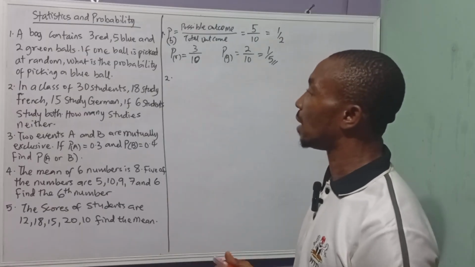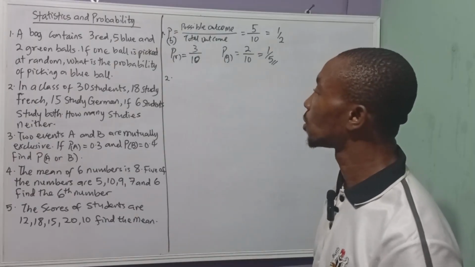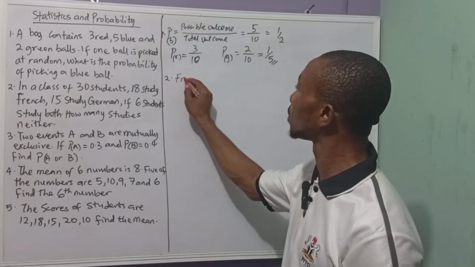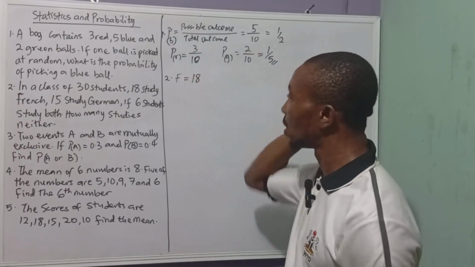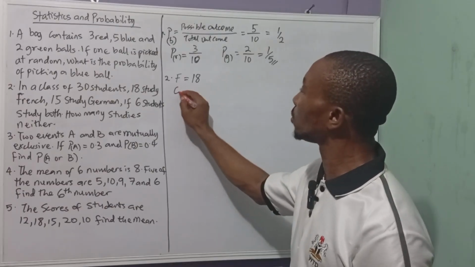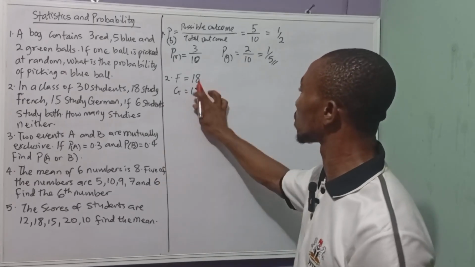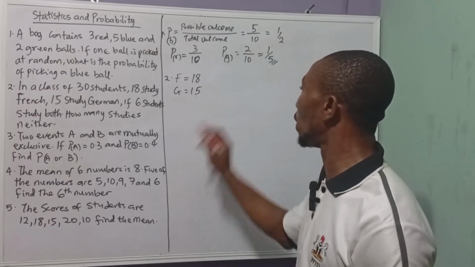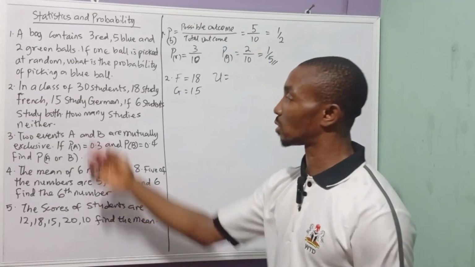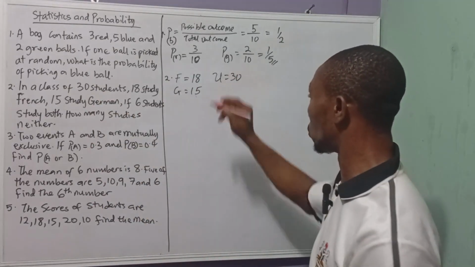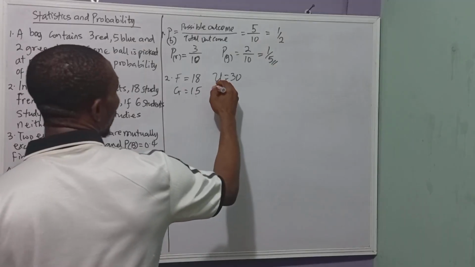It says, in a class of 30 students, 18 study French. So let's represent French as F. We have 18 students here, and German, we have how many? 15 students. Now our universal set, that's the total number of students in the class, will be what? 30 students. Now let's represent this in a small Venn diagram.